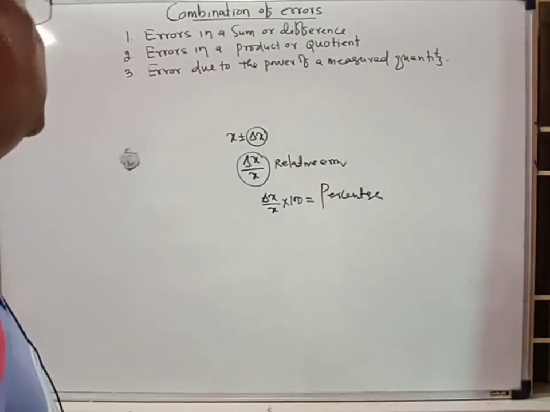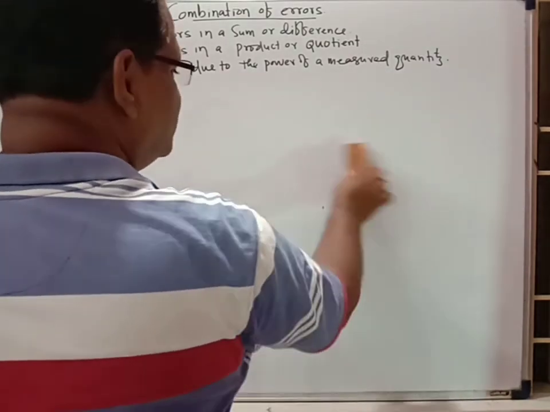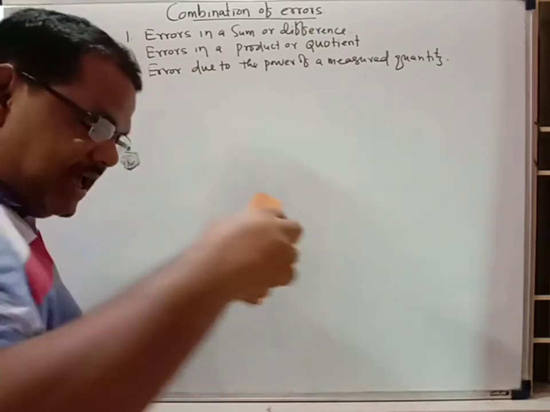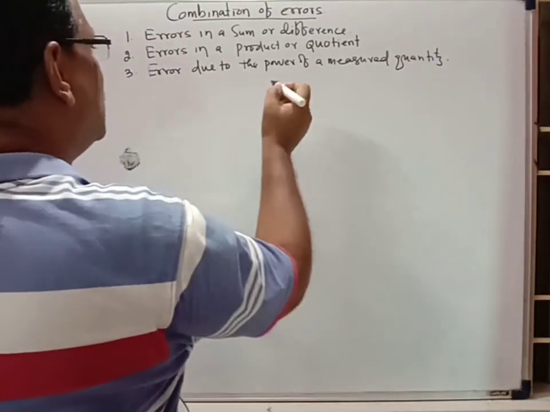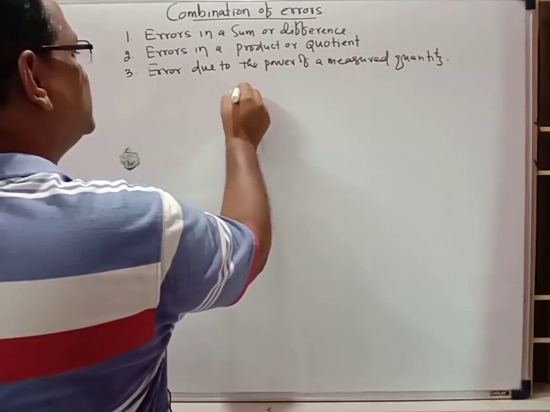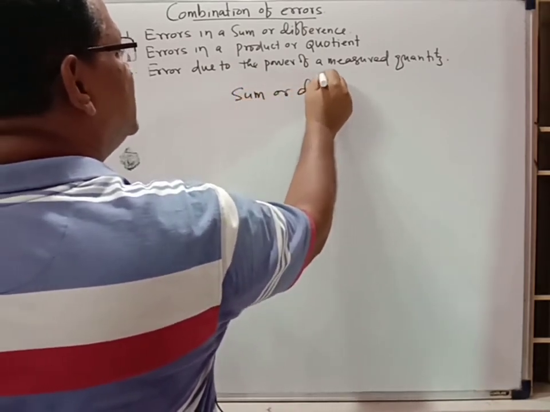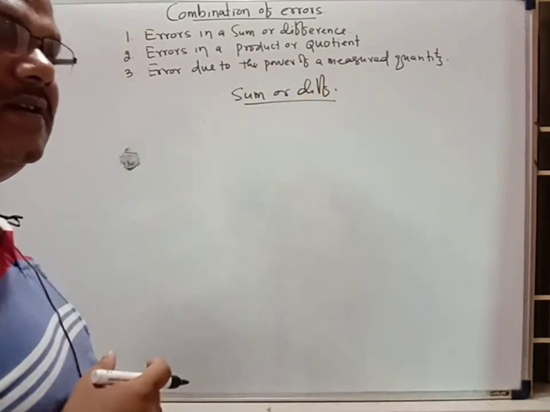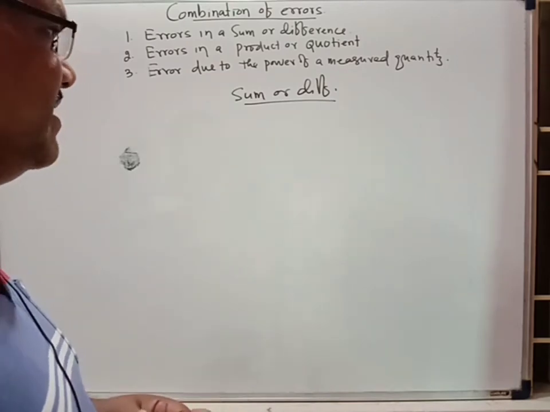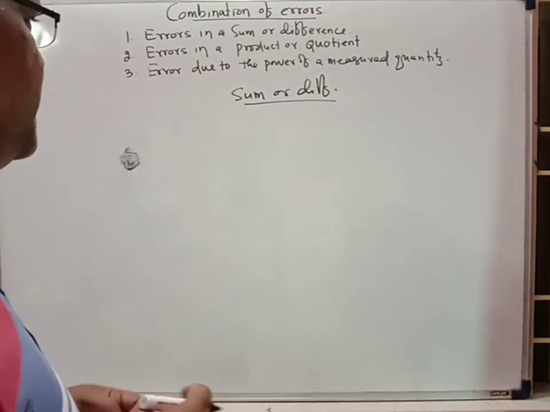So what is the combination of error? The first one is the error in a sum or difference. What does sum or difference mean? In case of addition or subtraction, what will be the combined effect of error in the result? That is the error in a sum or difference.